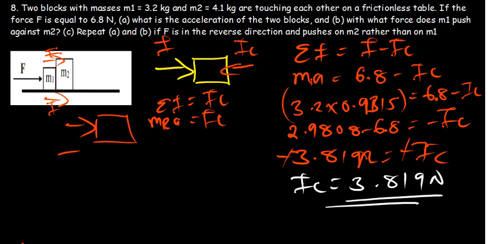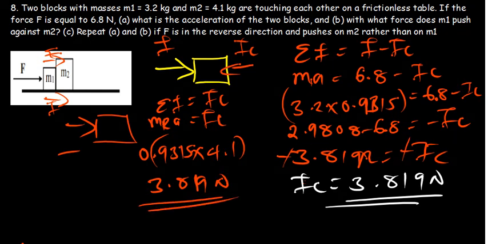So what is our acceleration? Our acceleration was 0.9315, times the mass, which is 4.1. Let's see if it's going to give us that same one. So 4.1 times 0.9315. Exactly, I'm getting the same one, 3.819 newtons. So in either case, we are supposed to get the same answer.